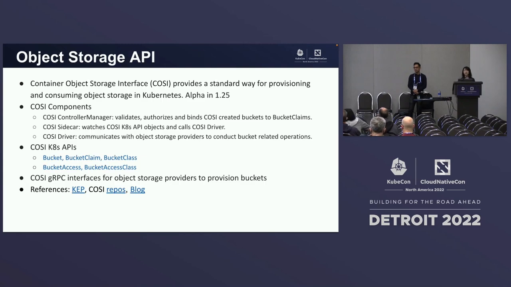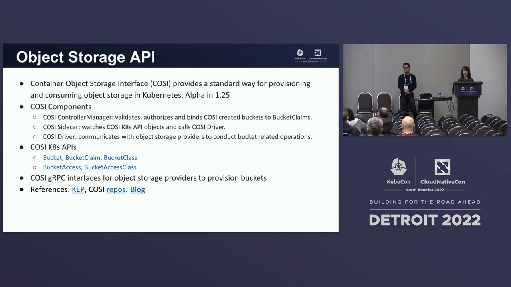COSI adds new Kubernetes APIs to provision buckets and also allow pods to access those buckets. The COSI component includes a controller manager that binds the COSI-created buckets to bucket claims. There is a sidecar that watches the Kubernetes API objects and calls the COSI driver to provision or delete buckets. And the COSI driver implements gRPC interfaces and communicates with the storage backend to provision or delete buckets.